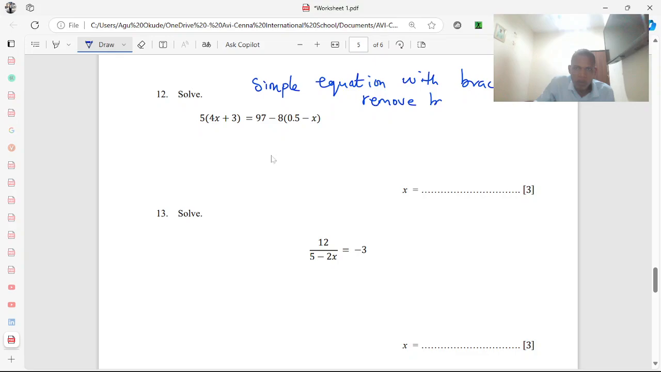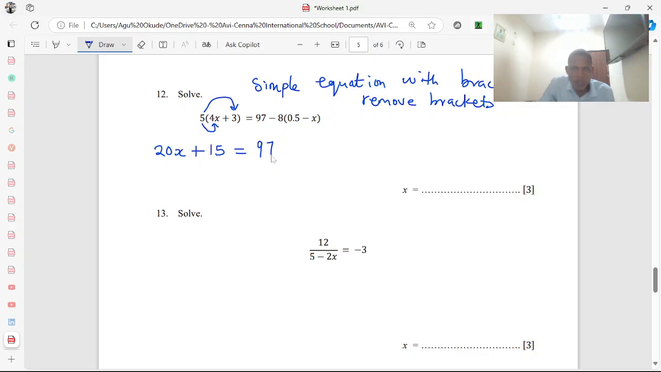That is called removing brackets. Now for my left hand side, I will use this 5 to multiply everything in brackets. So 5 times 4x, then 5 will multiply 3. 5 times 4x gives me 20x, plus 5 times 3, that's 15, is equal to 97. So obviously I use 5 to multiply everything in the bracket.